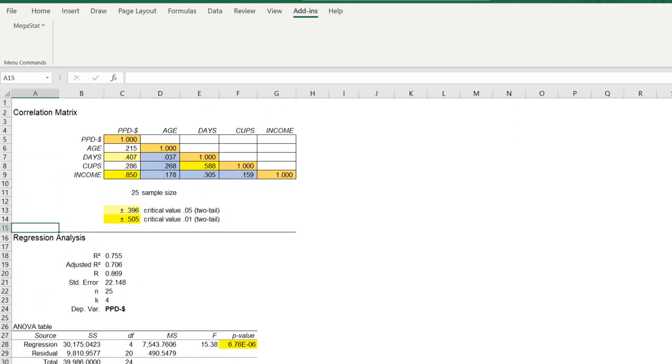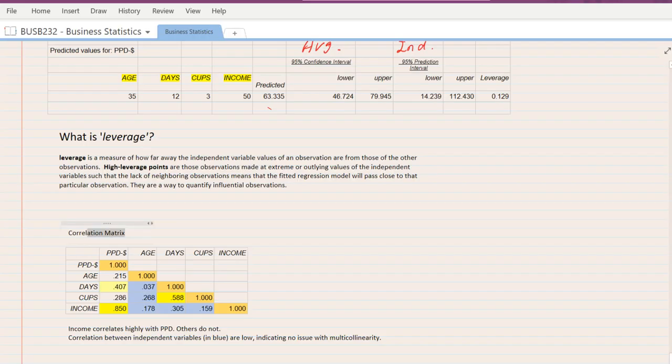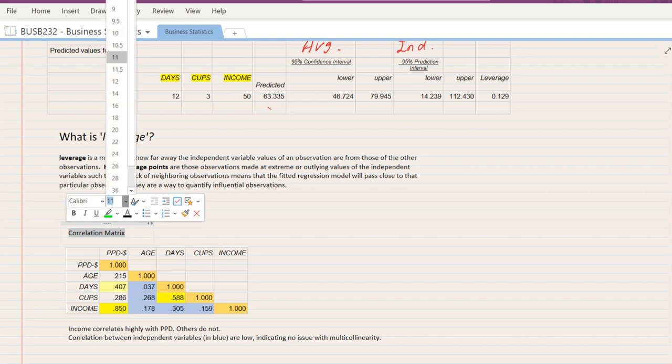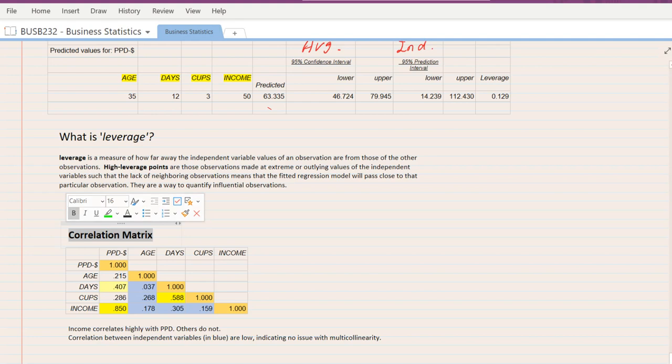But the correlation matrix, I like it. I'm just going to copy and paste it into my note. Let me pause the video while I do that. And there it is. Here's my correlation matrix again. I just copy and pasted it into my note, and there you go.